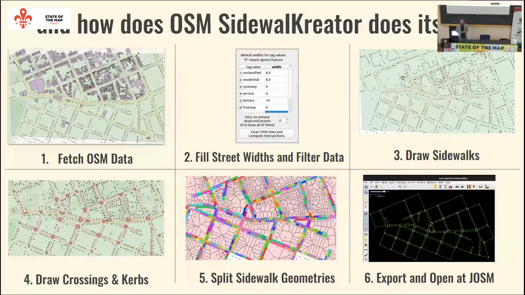So how does OSM Sidewalkreator do its job? There are 6 steps. I will go through each one of them. It fetches OSM data. It fills street widths and filters data. It draws the sidewalks. It draws the crossings and curbs at access points. It splits the sidewalk geometries and then exports the data to JOSM.